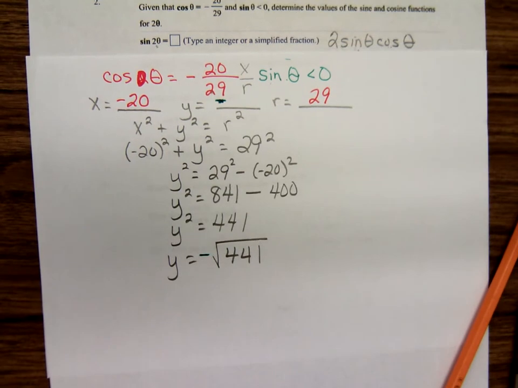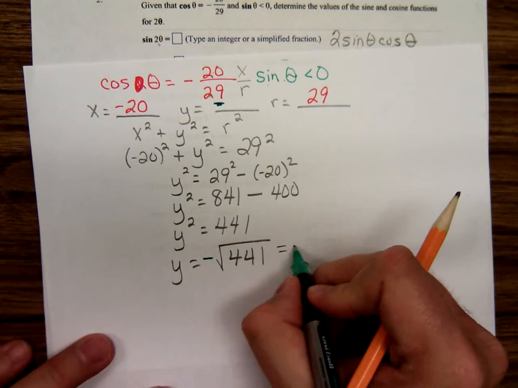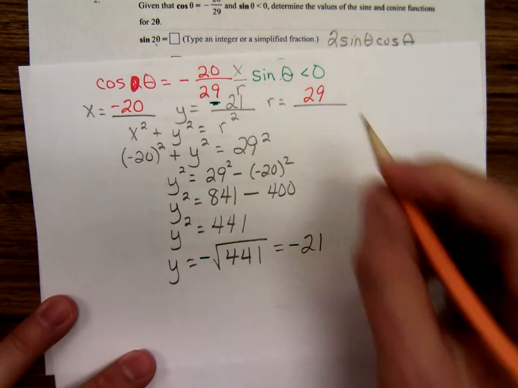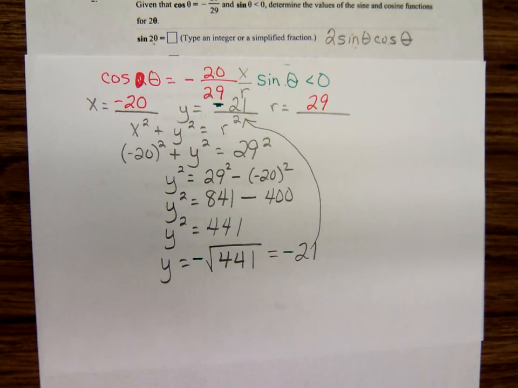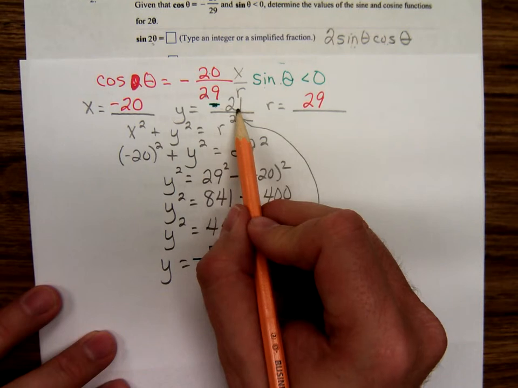Now, square root of 441, that 441 is divisible by 3, isn't it? Trying to figure out if I can reduce it at all. Hey, 441 is a perfect square. Don't I sound like an idiot? Square root of 441, negative 21. So it might be ugly number day, but it's all working out really nice. So y is negative 21.